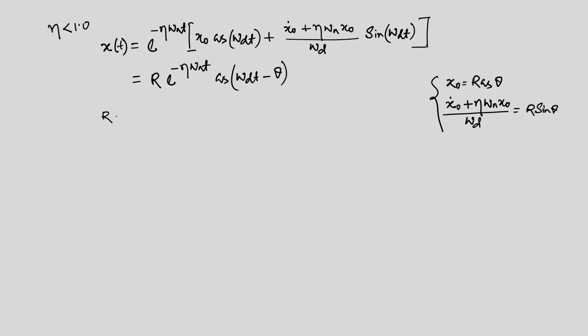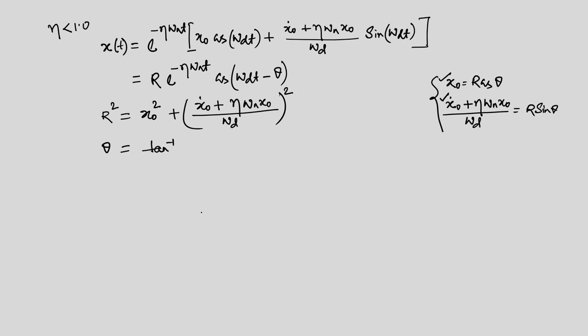So, what is r? If these two expressions you just square them and add them up, you will get r square equal to x naught square plus eta omega n x naught divided by omega d whole square. And what about theta? Theta will be equal to tan inverse, it is the phase, so it will be x naught dot plus eta omega n x naught divided by omega d times x naught. So, this is the amplitude and this is phase.